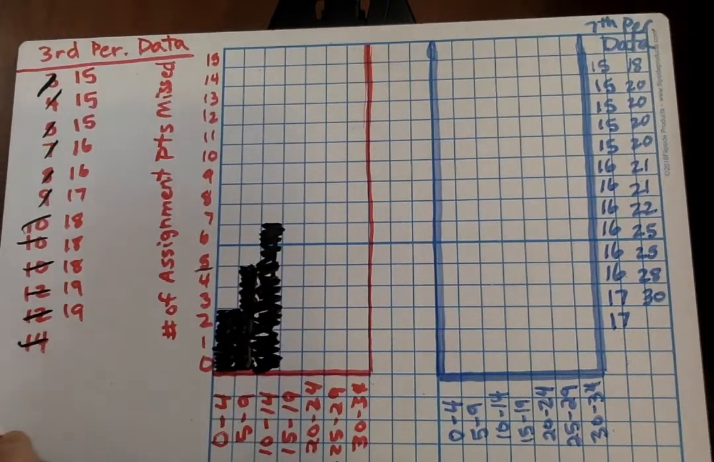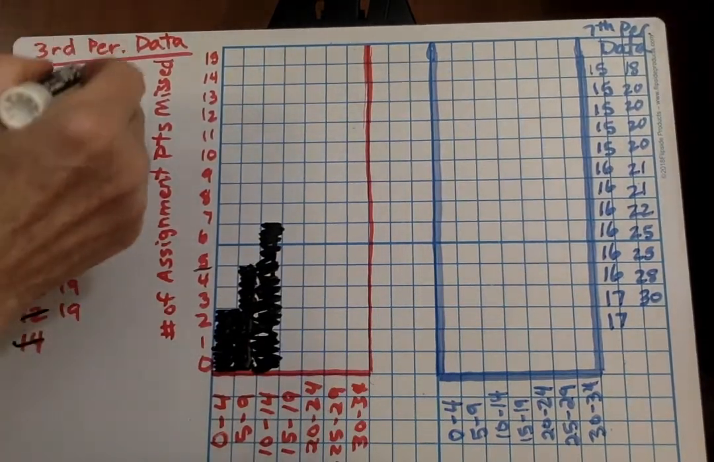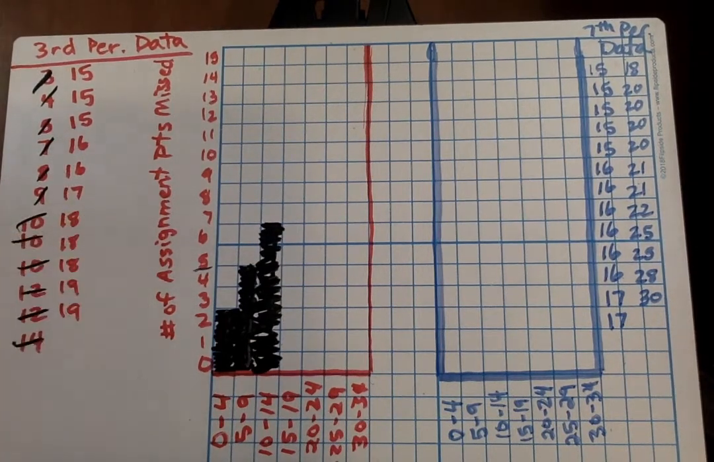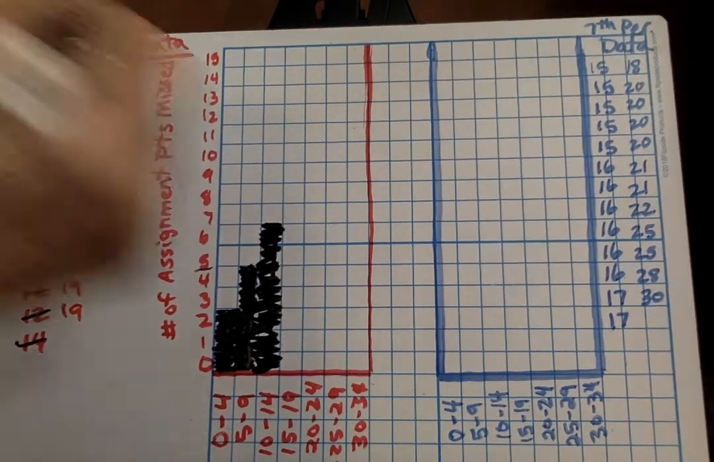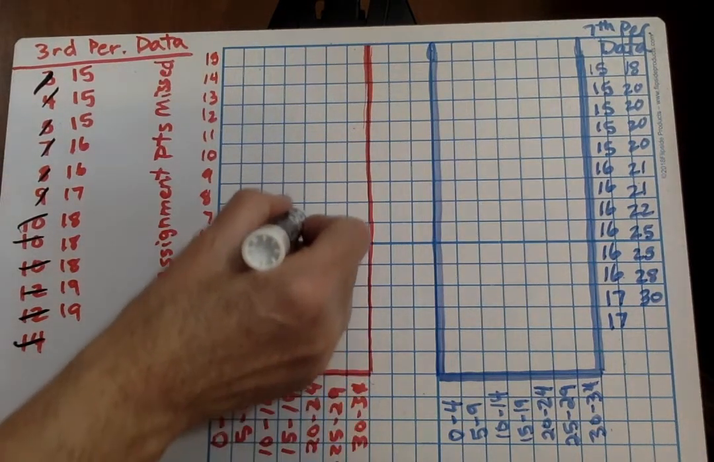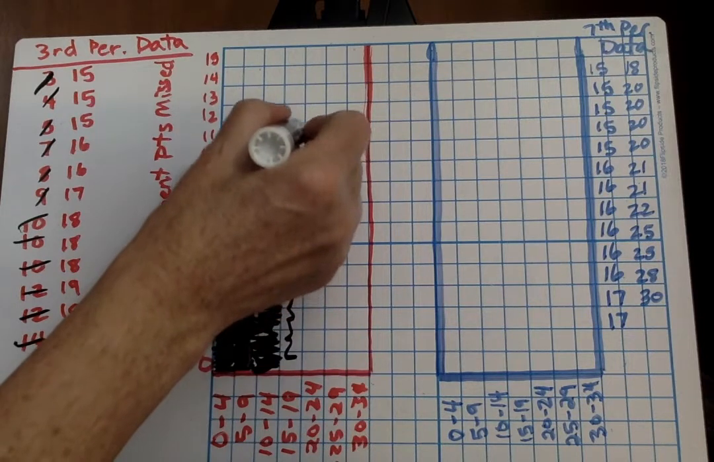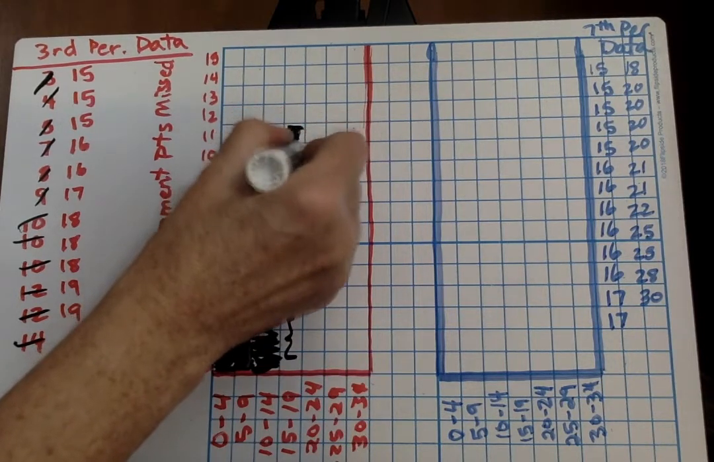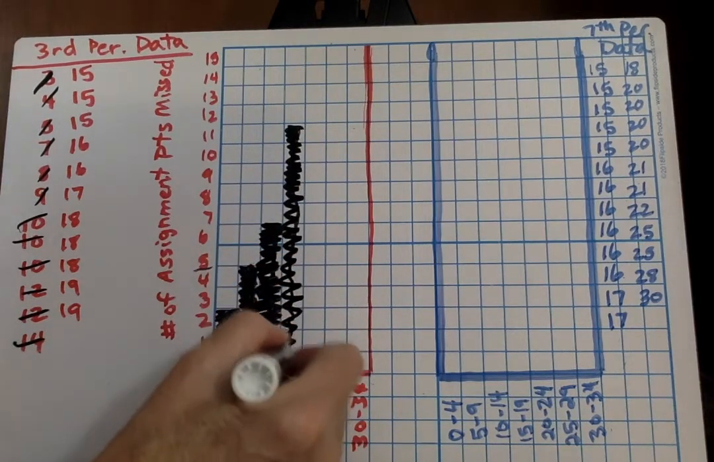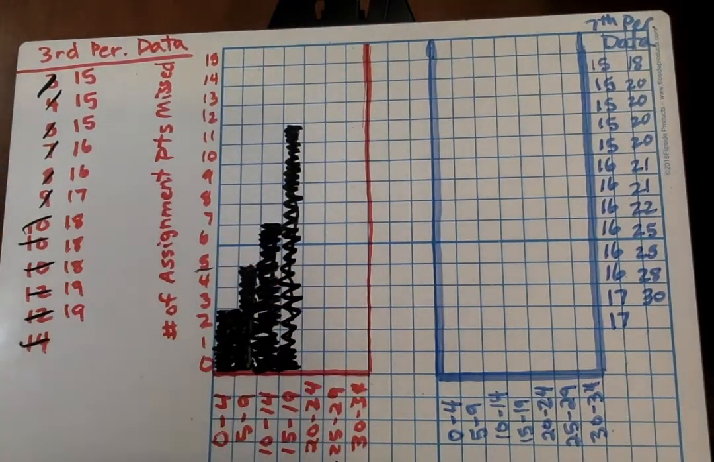Okay, the next one, 15 to 19. 1, 2, 3, 4, 5, 6, 7, 8, 9, 10, 11. So that's 11. So that's what that graph looks like. Probably should have kept it the same color red, but oh well.